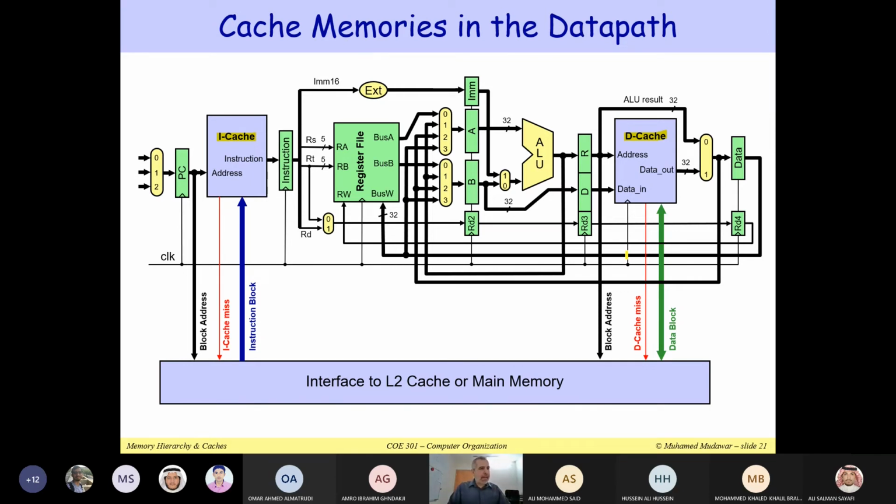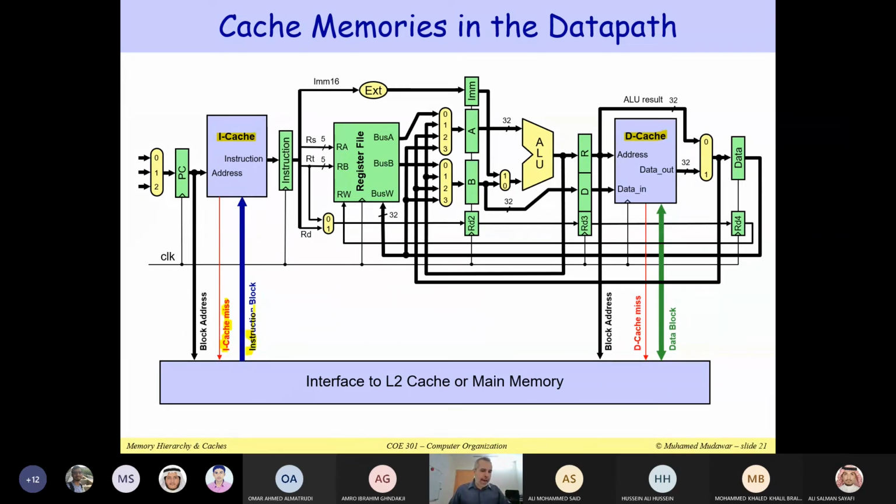Now, if the block is not found inside the cache, we say that we have a cache miss. So we can have a cache miss inside the iCache. It's actually called an iCache miss here. If there is an iCache miss, then the cache has to fetch, to transfer the instruction block. So a block of instructions is transferred from the level 2 cache, if you have a level 2 cache, or all the way from the main memory. So we transfer here a block of instructions.